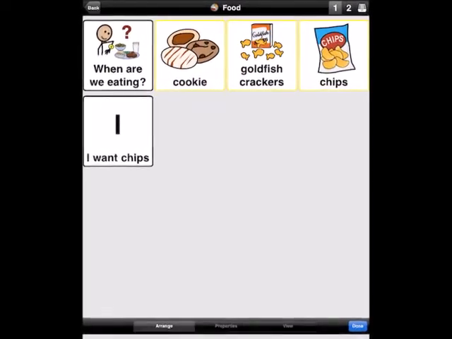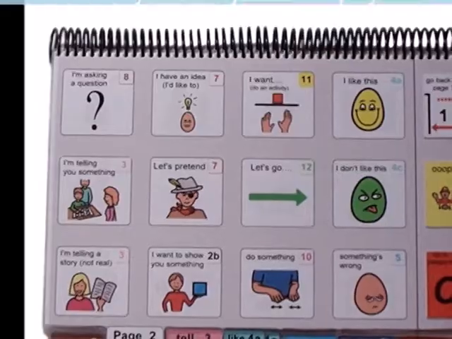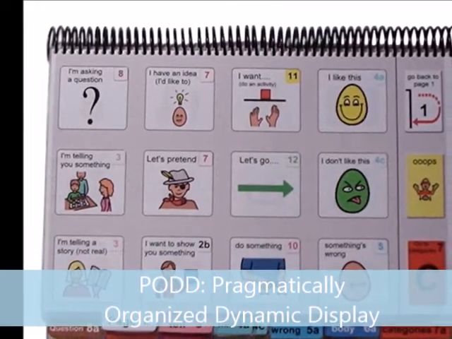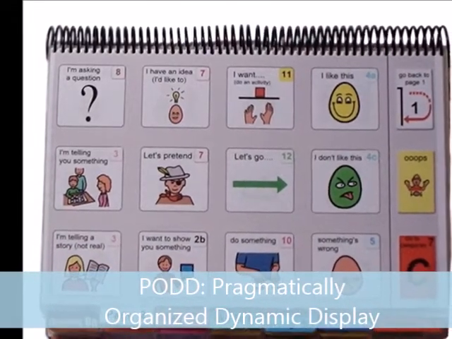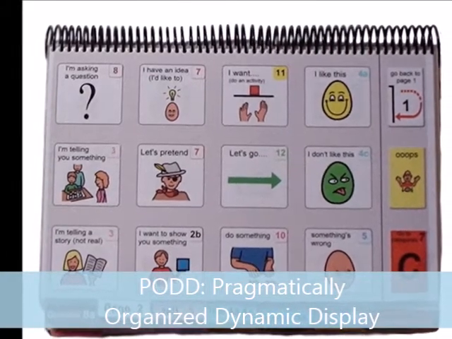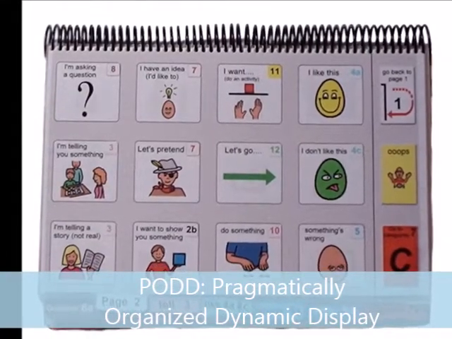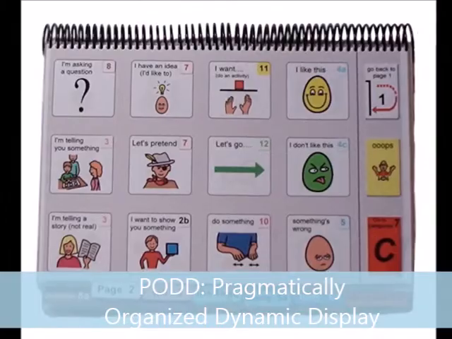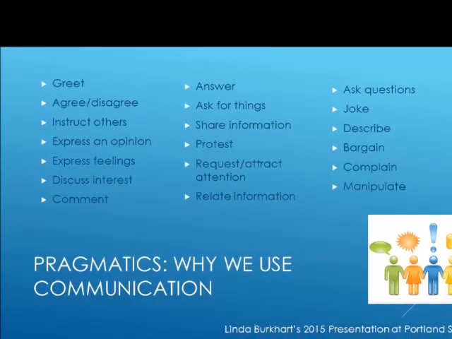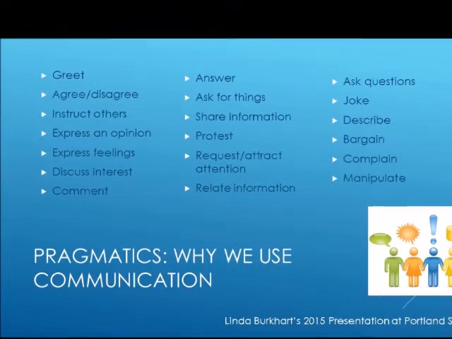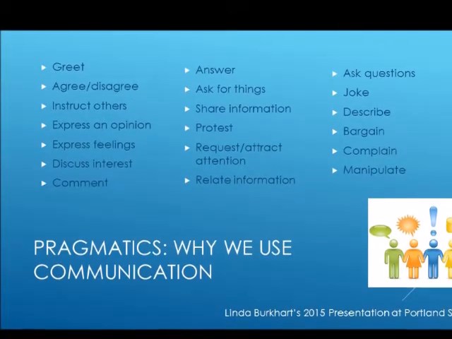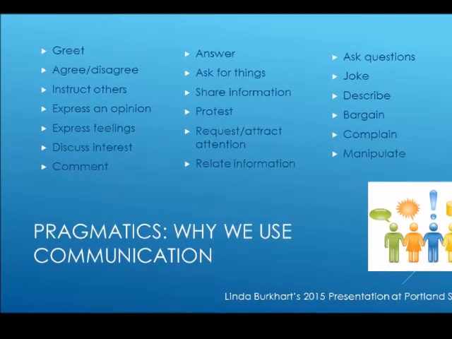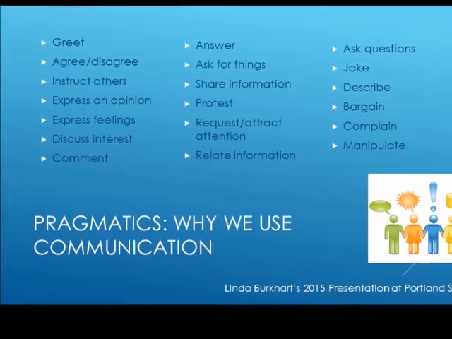The new device that we decided to use with Terry is called PODD, and it's an acronym, PODD, for Pragmatically Organized Dynamic Display. And pragmatics, that's just another way of saying why are we trying to communicate? And so it's organized into branches based on why we want to communicate. So if we are trying to ask a question, there is a specific icon that you can touch that says, I want to ask a question. And then when you turn the page to that board, there are a number of things that make sense if you were asking a question. So it acts more like predictive text.